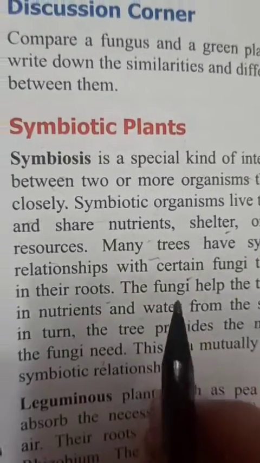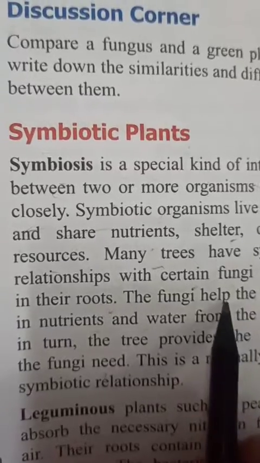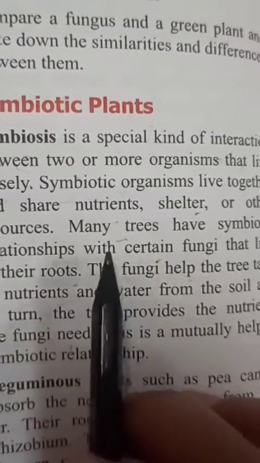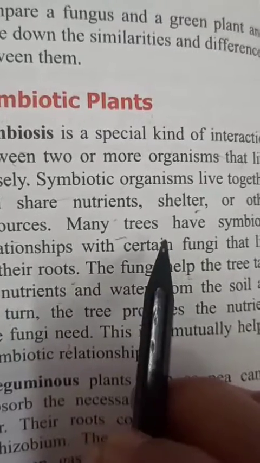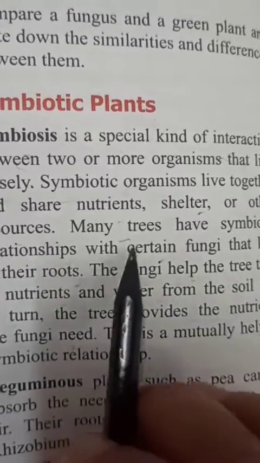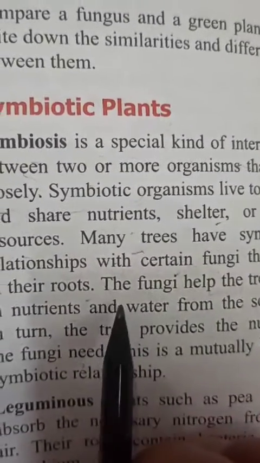Means in the parasitic condition we have seen that one is getting benefit and other will get harm. But in this case, both the plants, or both the category of individuals, will get benefit from each other.